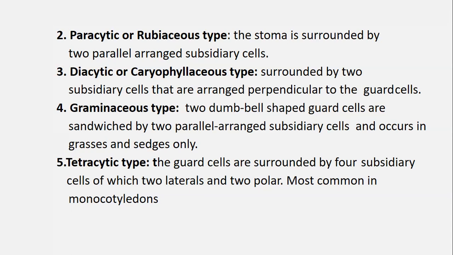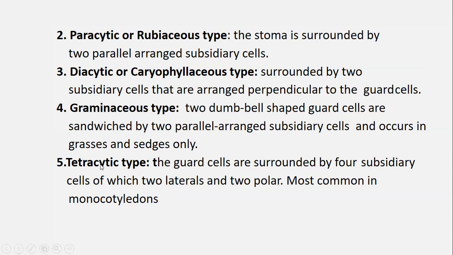The fourth and fifth types are very common in monocots. Especially the fourth one is very common in sedges and grasses, and it is known as the gramineous type. In these, the 2 dumbbell-shaped guard cells are sandwiched by 2 parallelly arranged subsidiary cells. This type of stomata is the characteristic feature of 2 monocotyledonous families, namely grasses and sedges.